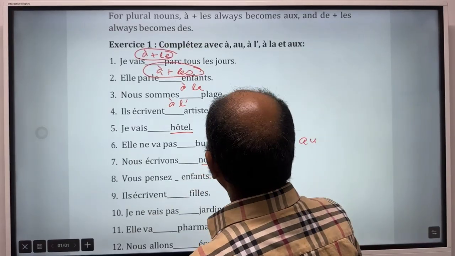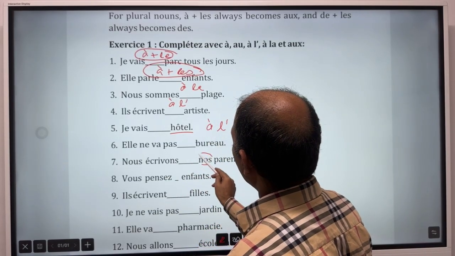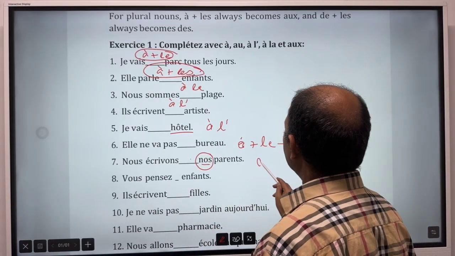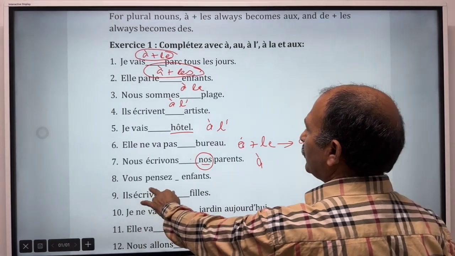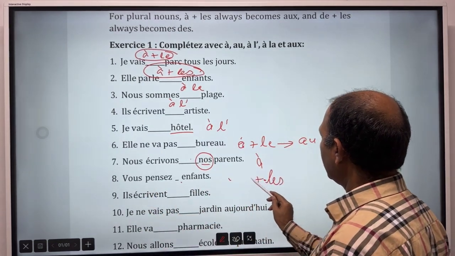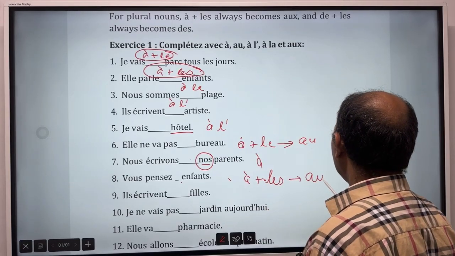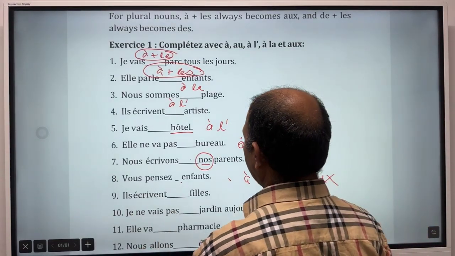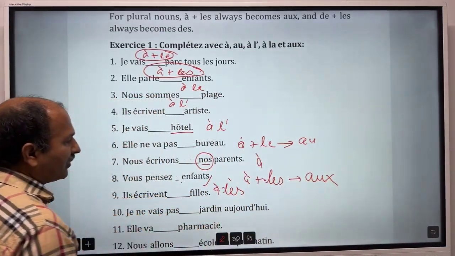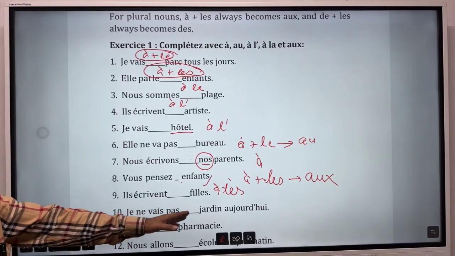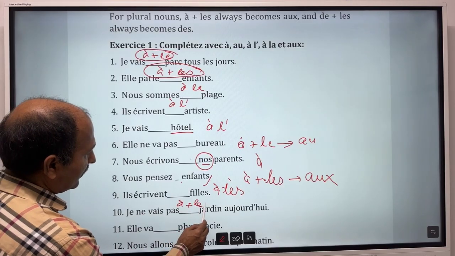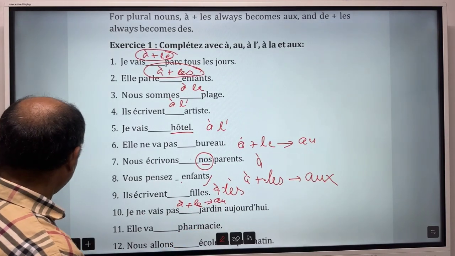Here, there won't be a definite article because nos is already written. Nous écrivons à nos parents, so it is just à nos parents. Vous pensez aux étudiants. Here definite article will be les, and you have to put à before it, so it will become aux. Then ils écrivent aux filles, definite article les will be used, so definitely à plus les will become aux. Je ne vais pas au jardin aujourd'hui. So here à plus le will become au.